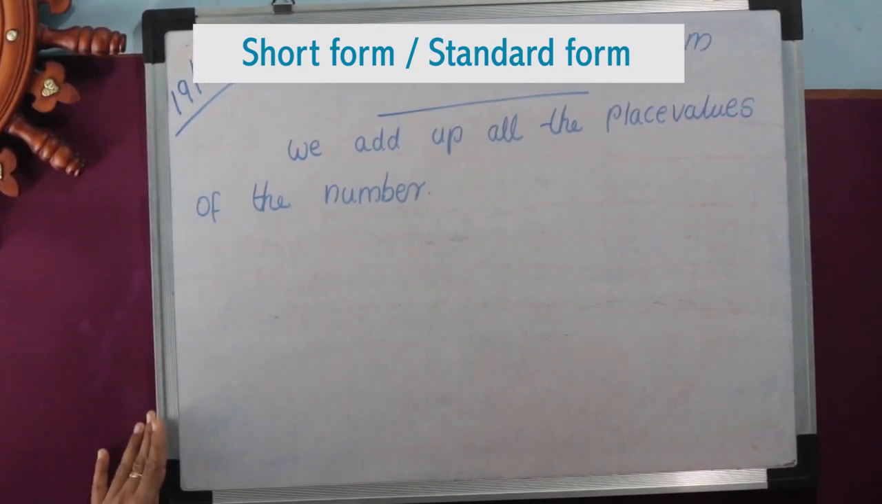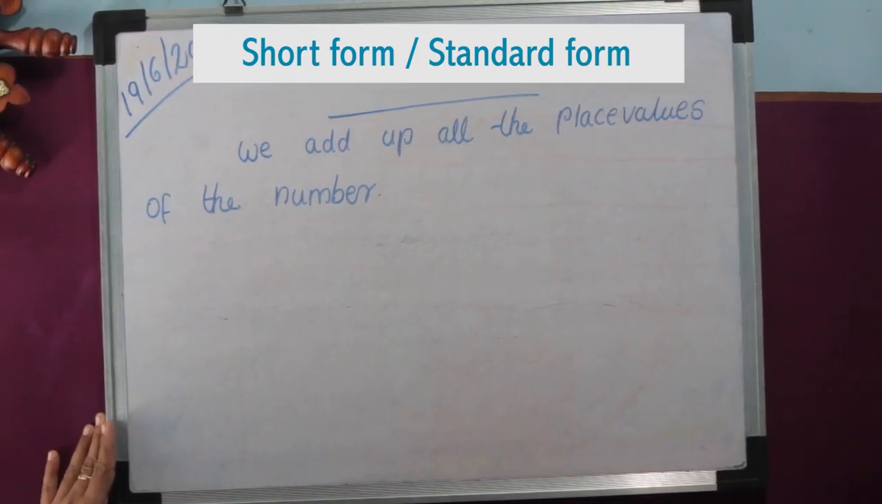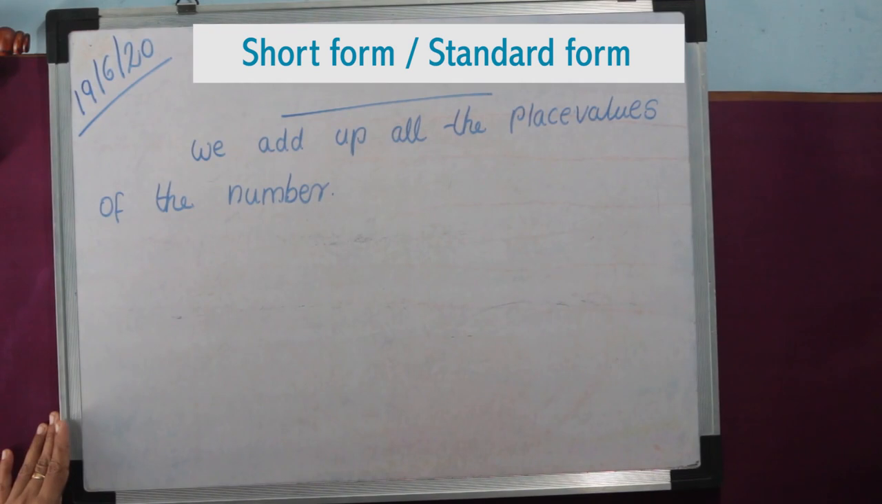Next topic is short form. Short form means we add up all the place values of the number. Once more, short form means we add up all the place values of the number. I will explain with the help of some examples.